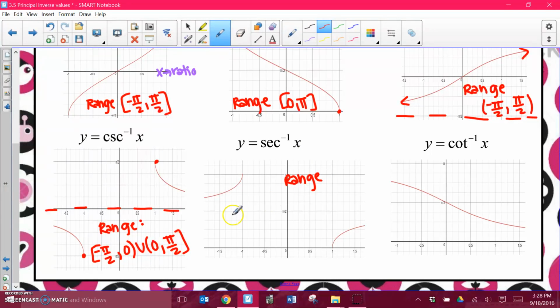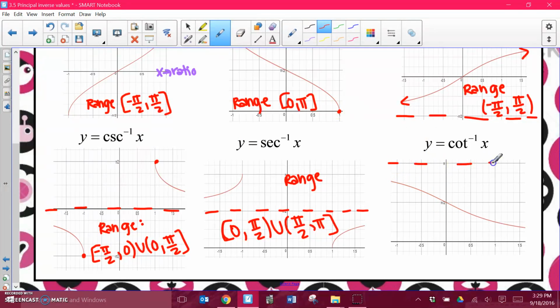Okay, same deal with secant. It's just now my asymptote, that little gap, is going to be at π/2. So we're going to go from 0, we can't include 0, up to π/2, don't include it, then we start my graph back up again, and we end at pi. So if I'm looking at my endpoints here, we kind of see a pattern going on. We have -π/2 to π/2, and then we have 0 to pi.